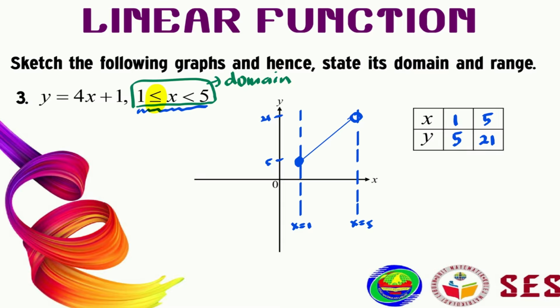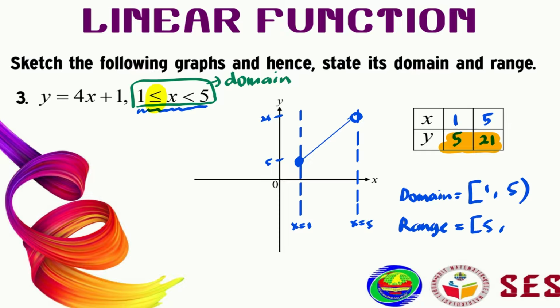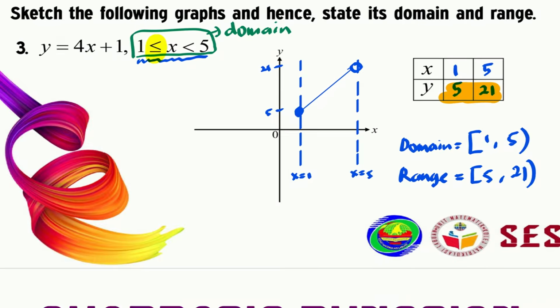So basically we have finished sketching the graph. The domain for this function is, of course, close bracket 1 and 5 open bracket, and the range for this question is 5 to 21, because that is the y interval for the graph. So we have close bracket 5 and 21 open bracket. That's all for this part.